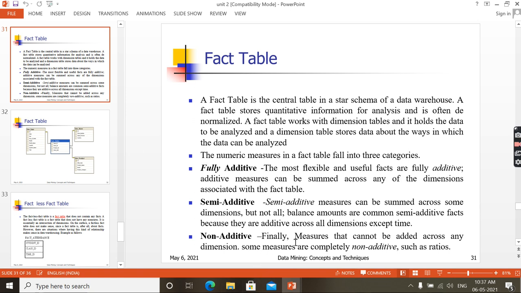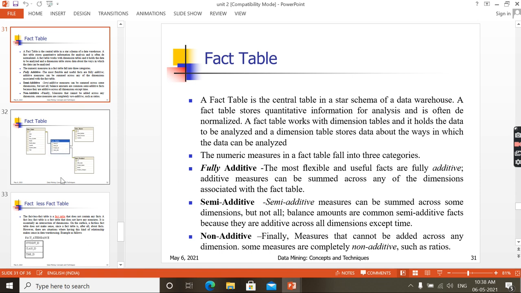Non-additive. Non-additive measures are measures that cannot be added across any dimension. So none of the dimensions can be used. Why? Because some measures are completely non-additive, such as ratios. Ratios we cannot add. So 1:15, 1:20, we cannot add the ratio. That's why ratios are non-additive.